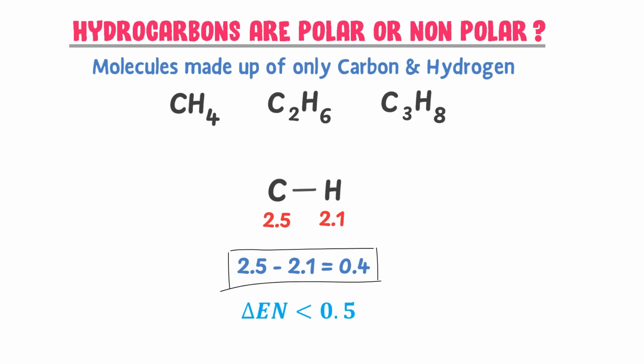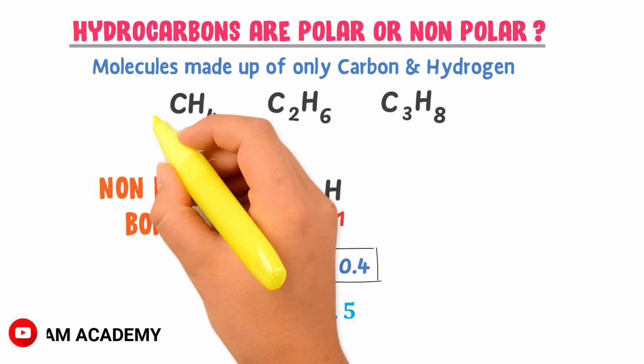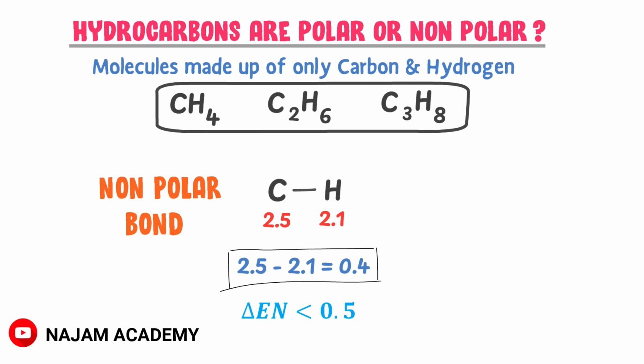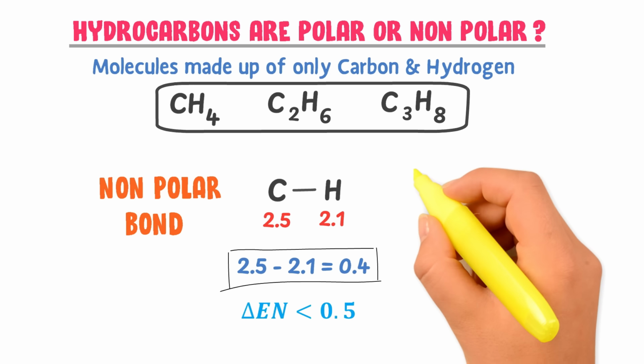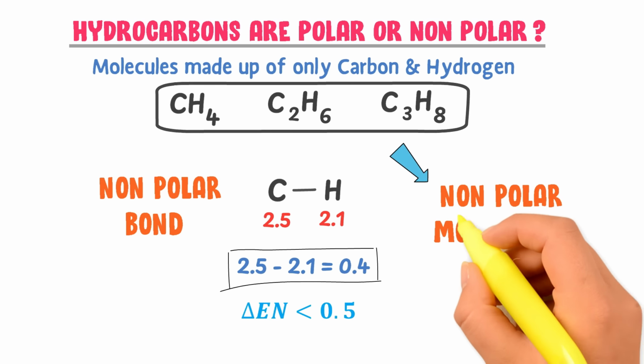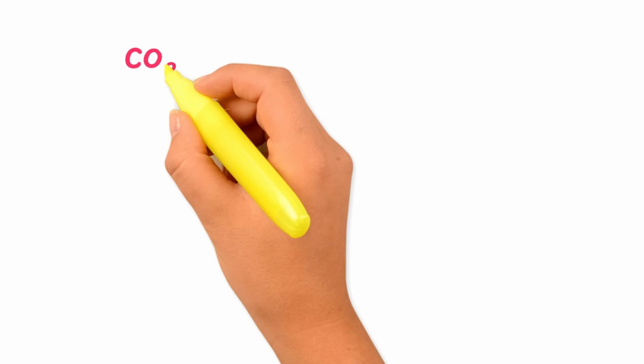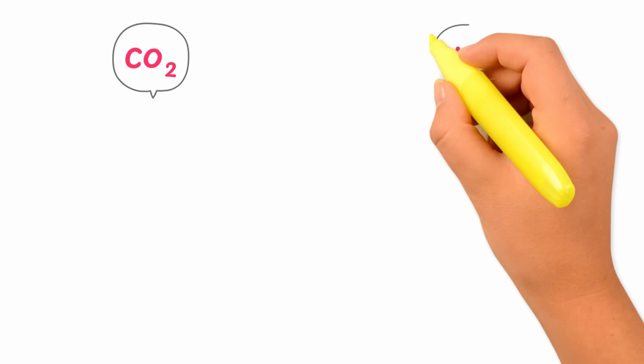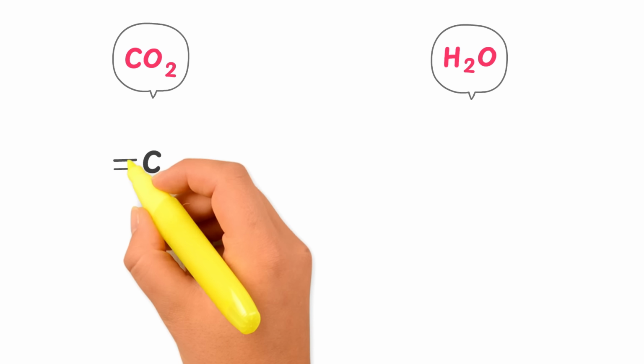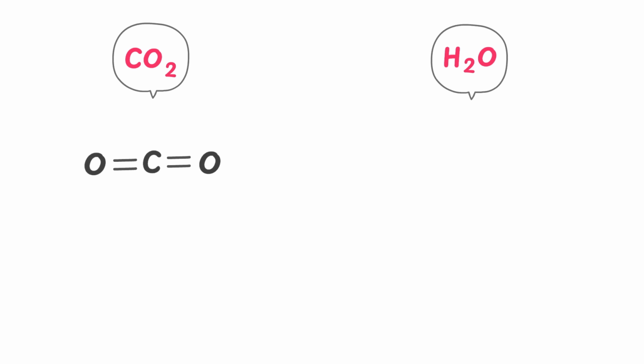So the carbon and hydrogen bond is non-polar. Therefore, we say that all hydrocarbons like methane, ethane and propane are non-polar molecules because the bond between carbon and hydrogen is non-polar. Now what about the polarity of carbon dioxide and water? The structure of carbon dioxide is linear and the structure of water is bent.